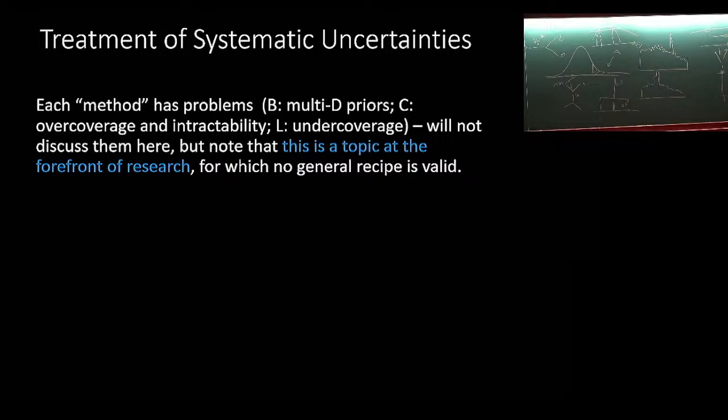So each of these methods has its own problems. In the Bayesian case, it's hard to define priors in multiple dimensions, and it depends on what you decide the parameterization of the multidimensional space to be. The classical description has overcoverage problems, which become tougher in multiple dimensions, and it becomes intractable to do this Neyman construction in multiple dimensions. And the likelihood method is actually the most practical one, but it starts to have undercoverage in several situations.